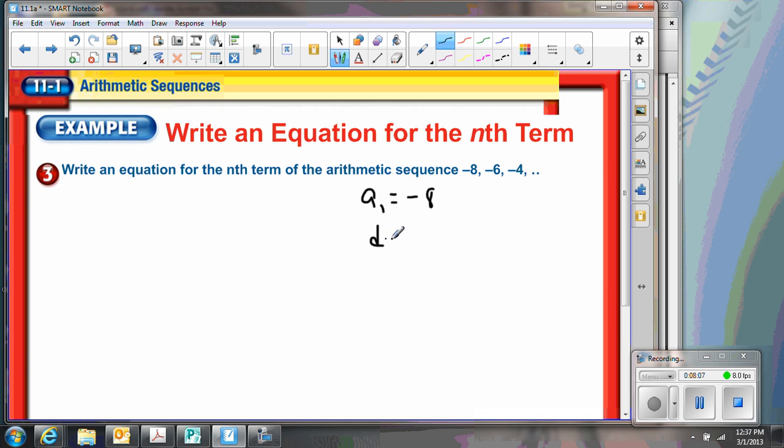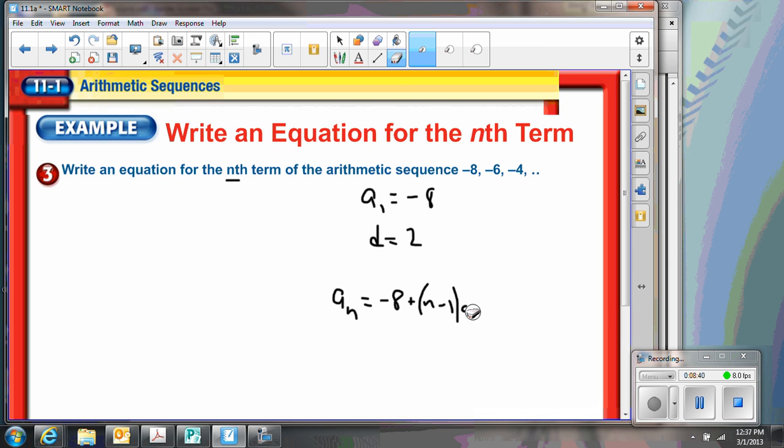The other number that I need is the common difference of the sequence. Negative 8 to negative 6, negative 6 to negative 4. This is the same sequence we worked with earlier, which makes my common difference 2. Taking those two numbers, I can now find the nth term of this given sequence. So a sub n would equal a sub 1, negative 8, plus n minus 1 times d. Let's plug d in here, times d, which is 2.